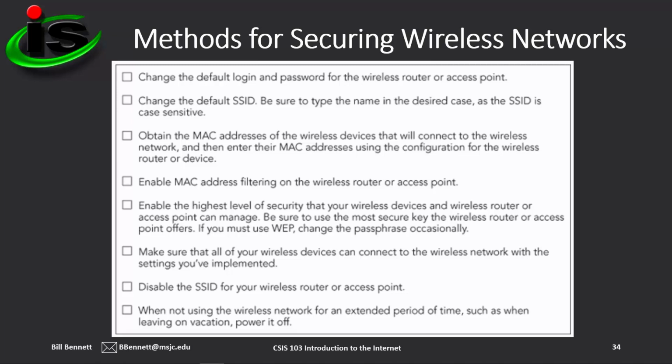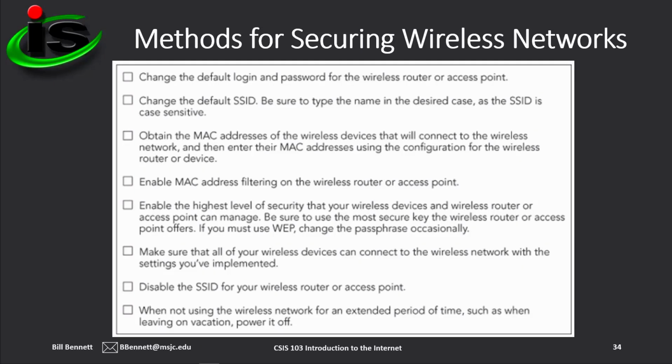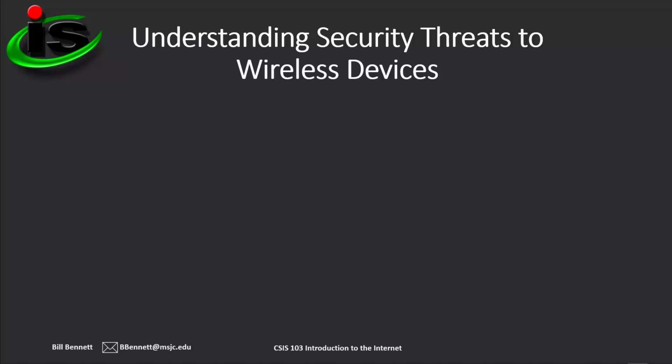Enable the highest level of security that your wireless devices or wireless router or access point can manage. Be sure to use the most secure key the wireless router or access point offers. If you must use WEP, change the passphrase occasionally. Make sure that all of your wireless devices can connect to the wireless network with the settings that you've implemented. Disable the SSID for your wireless router or access point. And when not using the wireless network for an extended period of time, such as when leaving on vacation, power it off.